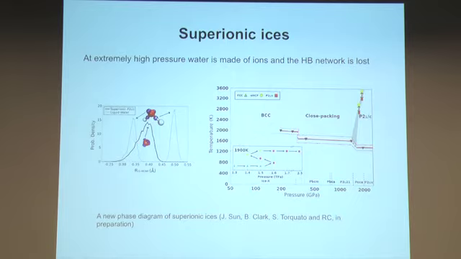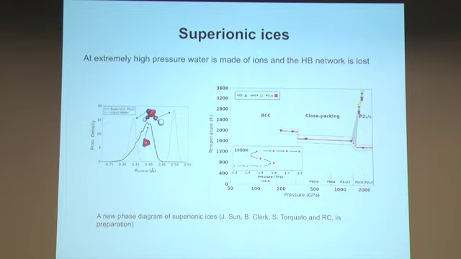I conclude this part of the talk, and now I'm going to switch gears and move to extremely high pressure water, which, as I said, is made of ions, and the hydrogen bond network is lost. Now, it is important that we can study this system with such an important change in the electronic structure, because there is this ab initio molecular dynamics technique that allows us to do that. With potentials, we would have to introduce a completely different potential to describe this system.